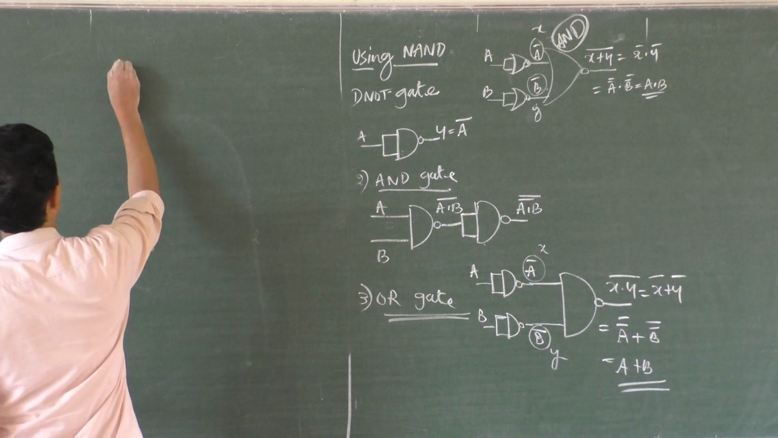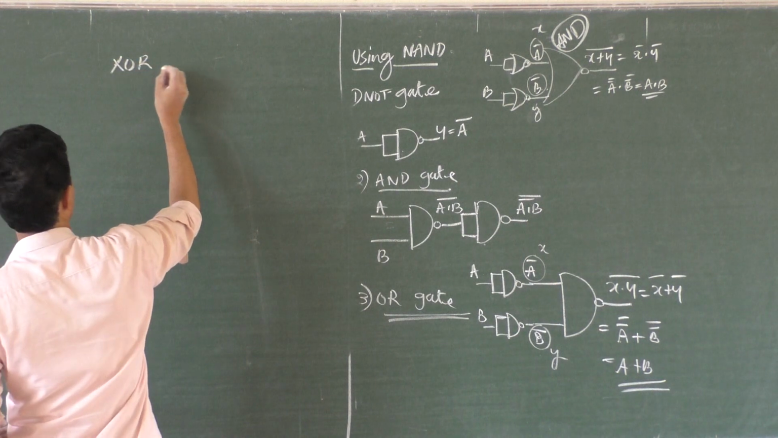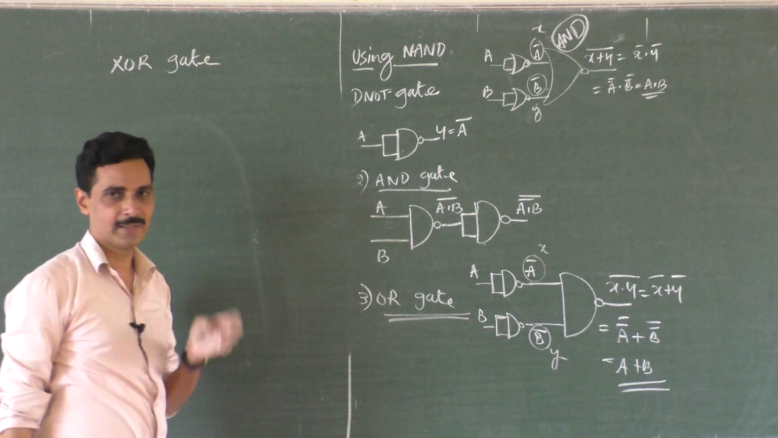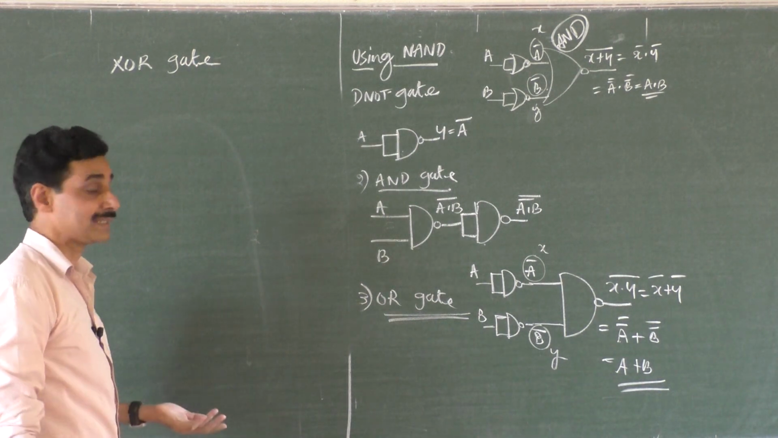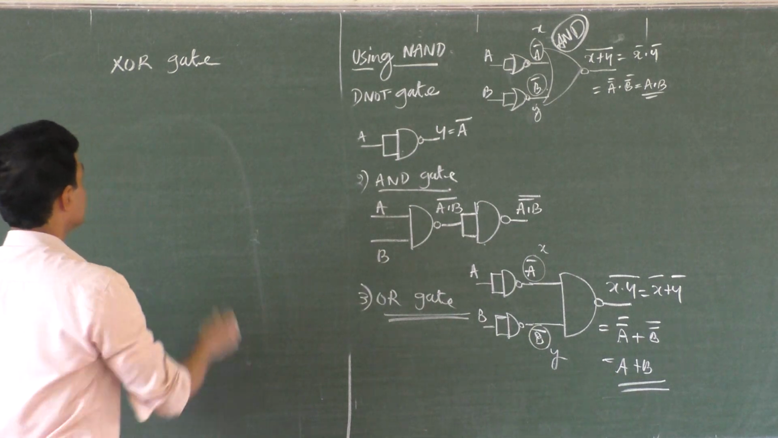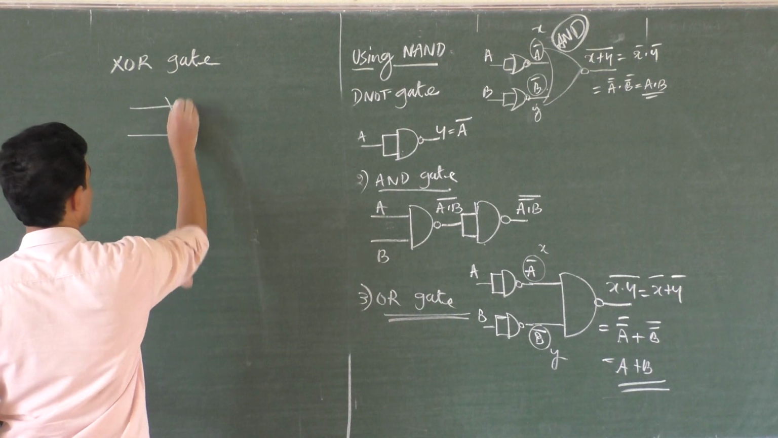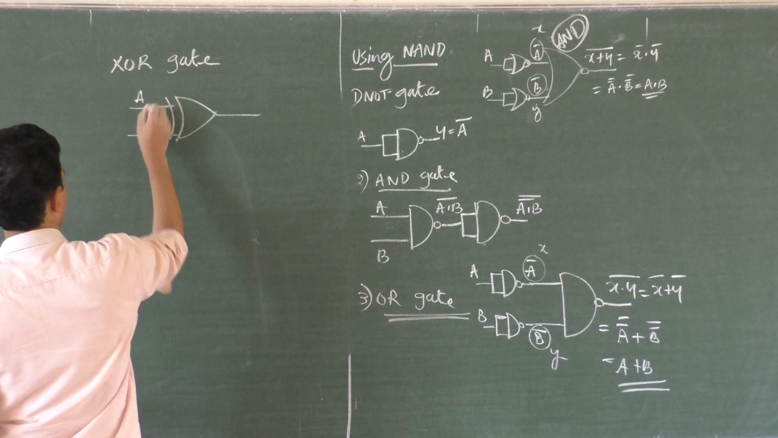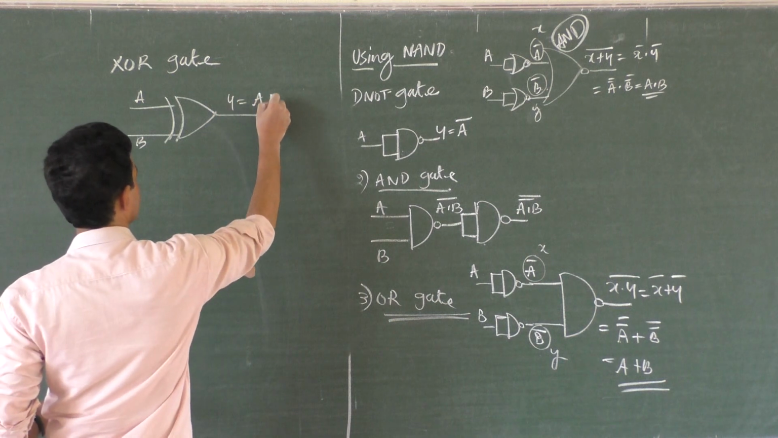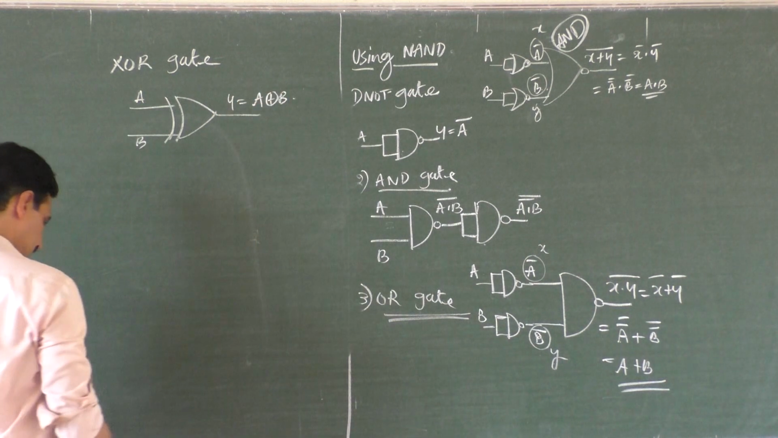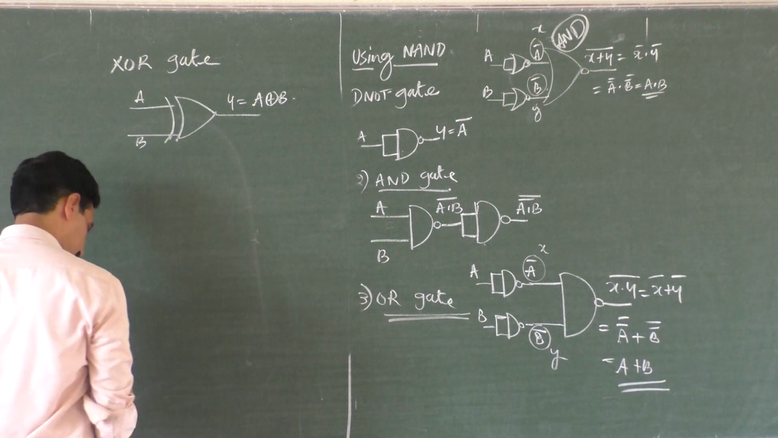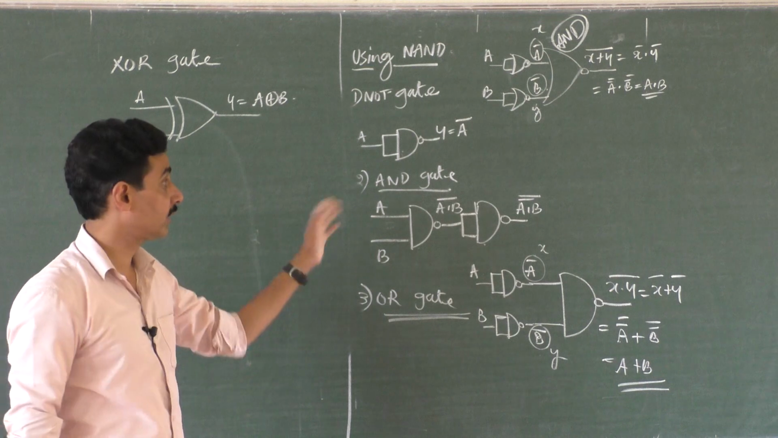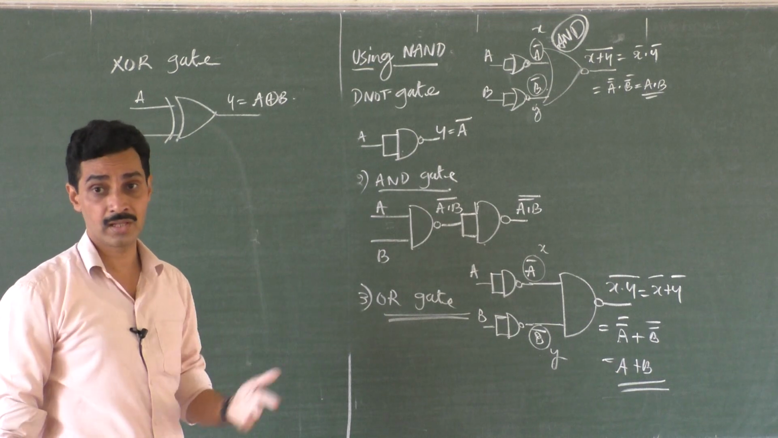XOR gate. Of course, this is also not included in the syllabus. XOR gate is a type of logic circuit, and its symbol is like this. I can't realize it using any other electrical circuit. XOR gate is a logic circuit which gives output Y equal to A circle sum B. I will just mention it for your entrance exam knowledge. For the theory exam, AND, OR, NOT, NAND, NOR, that is enough. Even conversion from NAND to the different circuits is not included.